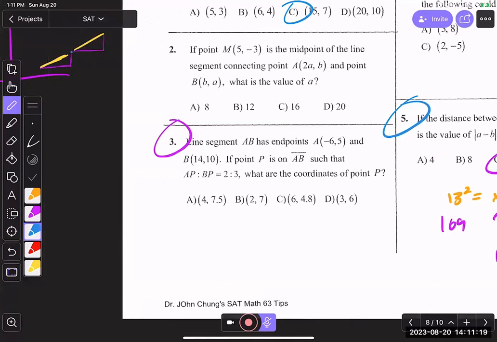Problem number three. Ben, you want to do this one? Ben? Yeah. Okay, number three. Line segment AB has endpoints A, -6, 5, and B, 14, 10. If point P is on AB such that AP is to BP equals 2 to 3, what are the coordinates of point P? So first, map out the points.